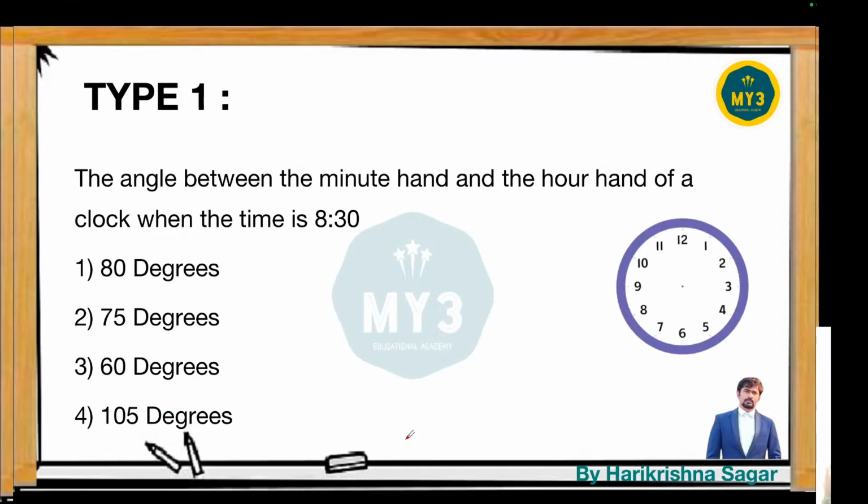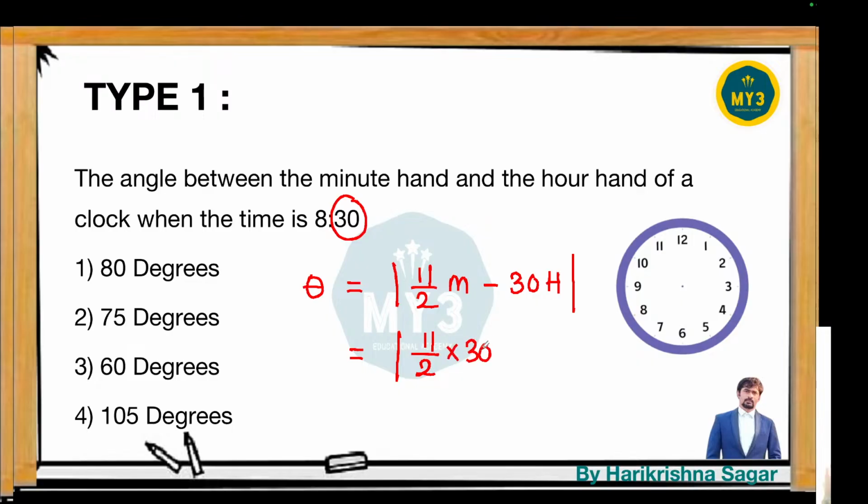So if this is the question, if 8:30 is the time, what is the angle? You blindly remember the formula. Theta is equal to 11 by 2m minus 30h. If you observe, 8:30 is the time, that means the m value is going to be 30. So let me substitute that value here: 11 by 2 into 30 minus 30 into h. H means here it is 8.